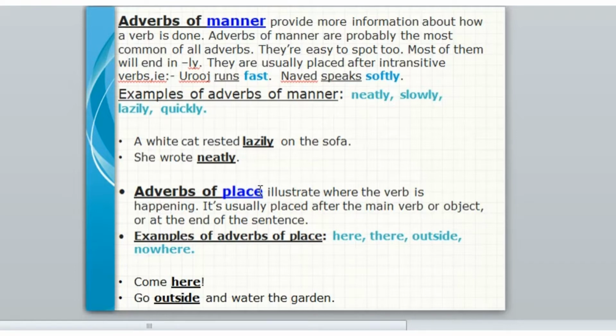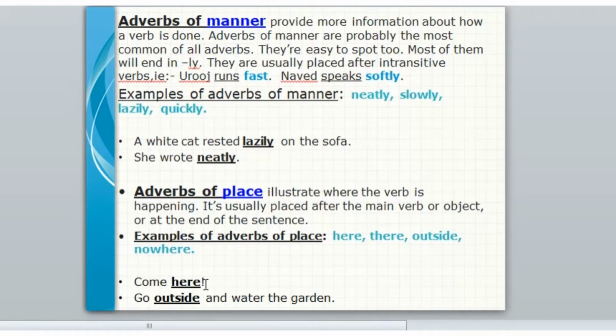Adverbs of place illustrate where the verb is happening. It's usually placed after the main verb or object, or at the end of the sentence. Examples of adverbs of place are here, there, outside, nowhere, inside, whenever. In a conversation, the kind of words which give you an idea about some position, some place, are called the adverbs of place.